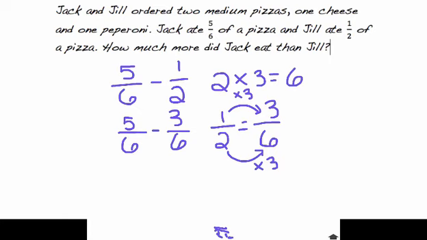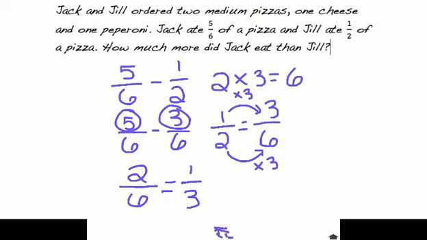Okay, from here, I'm just going to subtract my numerators, which are my top numbers. So I have 5/6 minus 3/6, which is going to give us 2/6. We're not finished yet because we need to reduce or simplify. So 2/6 reduces down to 1/3 because 2 and 6 are both divisible by 2.